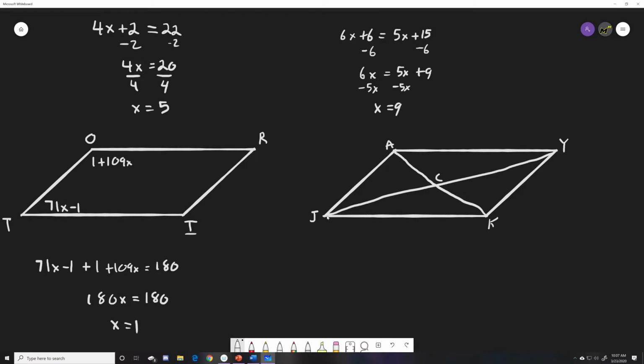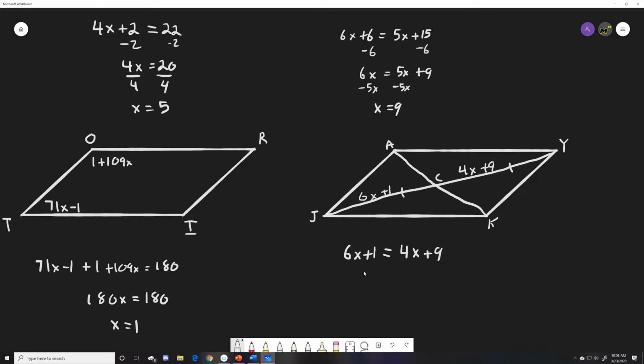So if we had this line, JC, be 6x plus 1, and then CY right here would be 4x plus 9. Well, since these bisect each other, that means that this is the same length as this line right here. Therefore, we can set them equal to each other. So we have 6x plus 1 equals 4x plus 9.